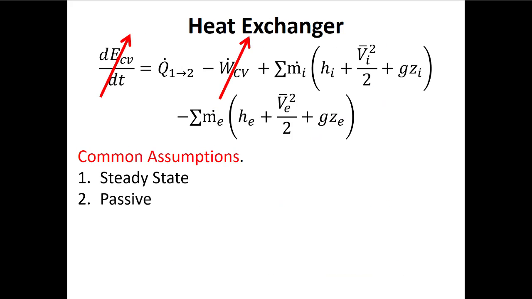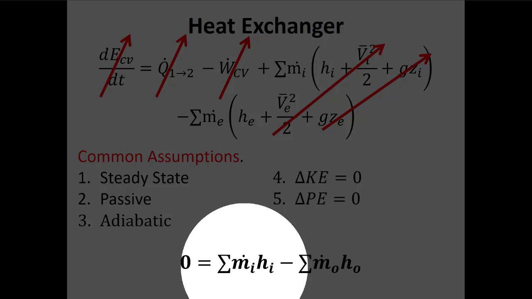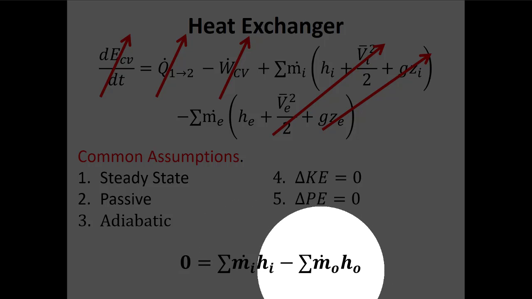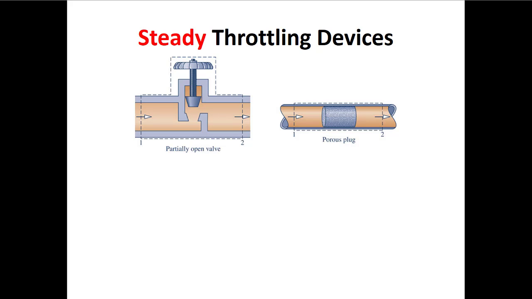So here, if we're at steady state, we're passive, we're adiabatic, we're going to say the kinetic and potential energy changes can be neglected. Then what we're going to get, if we look at the whole heat exchanger, is that 0 is equal to the sum of the mass flow rate in times the enthalpy in minus the sum of the mass flow rate out times the enthalpy out. And we'll do some examples of all these things as we move on.